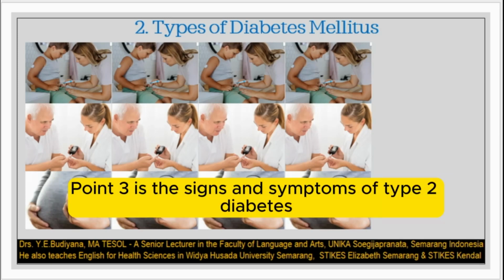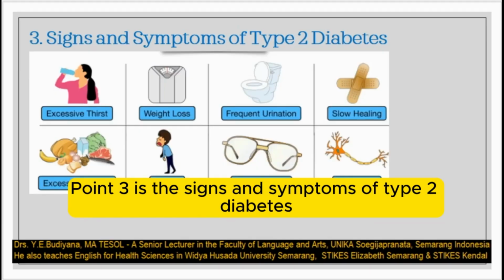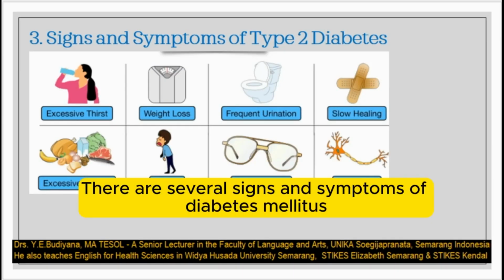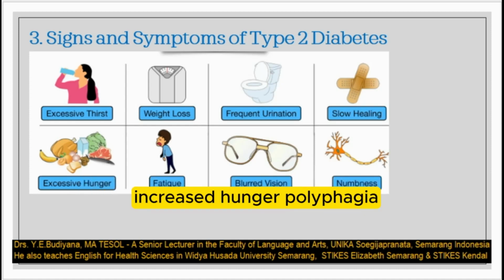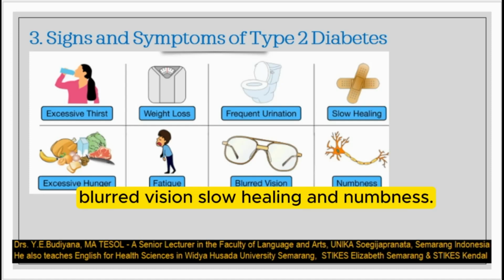Point 3 is the signs and symptoms of type 2 diabetes. There are several signs and symptoms of diabetes mellitus, such as increased thirst, polydipsia, increased hunger, polyphagia, unexplained weight loss, fatigue, increased urine output, polyuria, blurred vision, slow healing, and numbness.